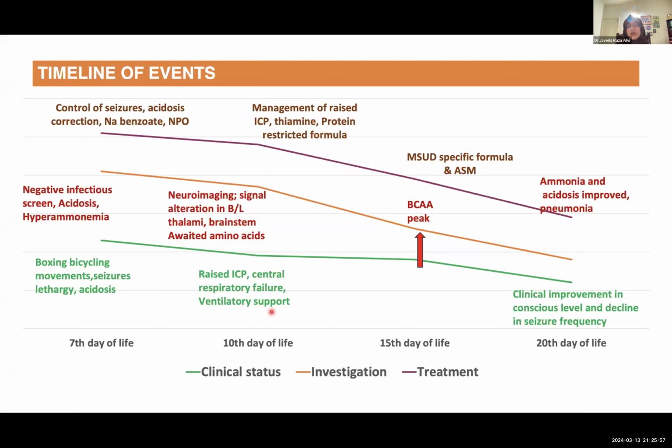Then he had to be ventilated because of central respiratory failure. And here we got the peak of branched-chain amino acids, which led us to start the MSUD specific formula and continued anti-seizure medication. With this, the clinical as well as the biochemical profile improved. The baseline metabolic markers were improved, although then he developed pneumonia and had to be managed on these lines.